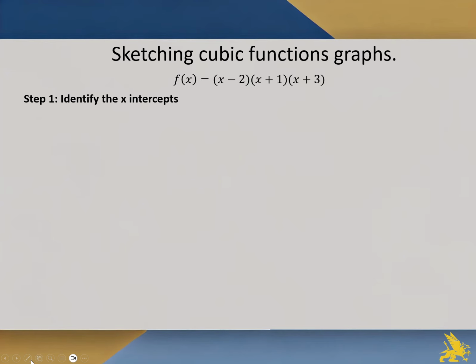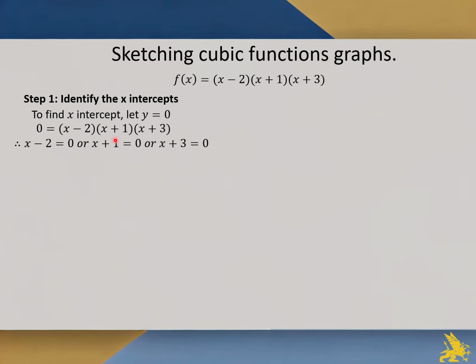So we know from what we've done before that to work out the x-intercepts, y is 0. Now, if y is 0, we're just using null factor law, which means if x minus 2 is equal to 0, x would be 2. If x plus 1 is equal to 0, then x will be negative 1. And if x plus 3 is equal to 0, then x will be negative 3.